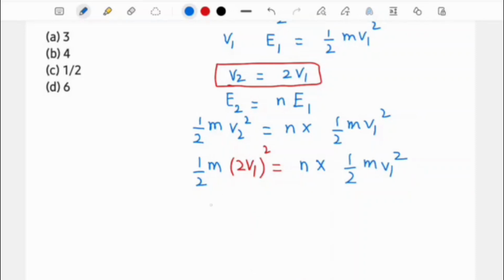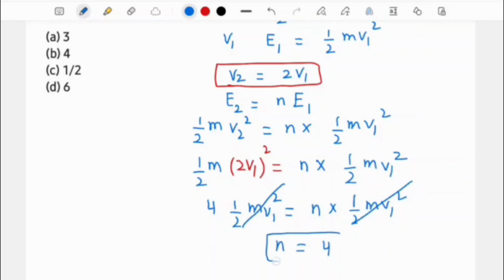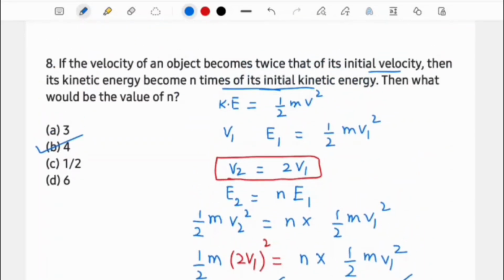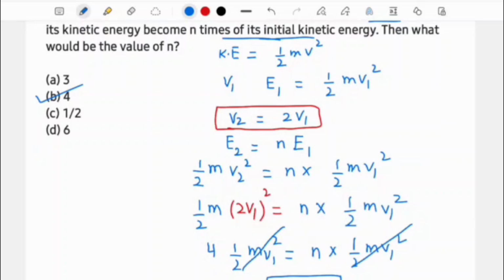Alright. So this will be 4 times 1/2 of m v1 square is equal to n times 1/2 of m v1 square. This and this cancel out. So n will be equal to 4. So option B is the correct option. That means when the velocity becomes twice the initial velocity, the kinetic energy becomes 4 times. Okay, next question.